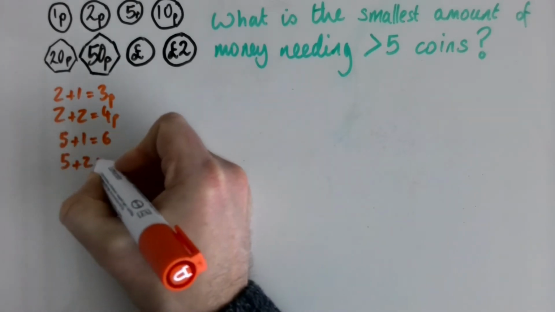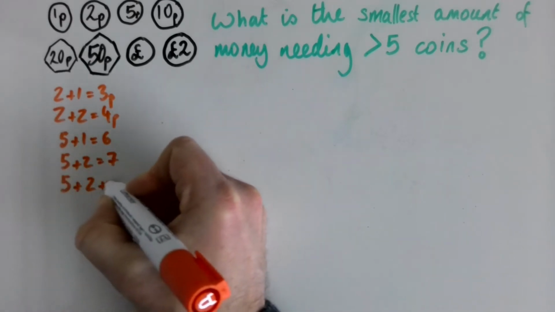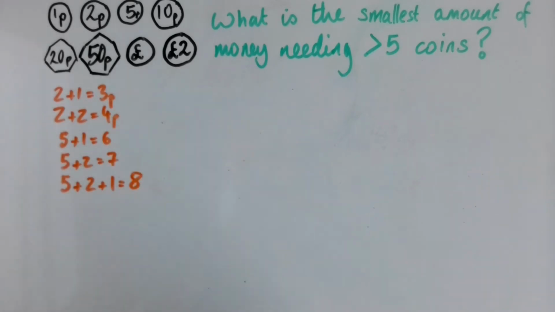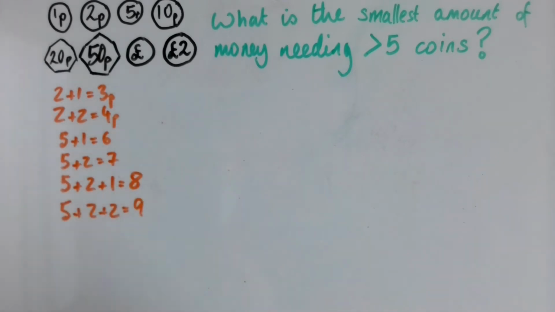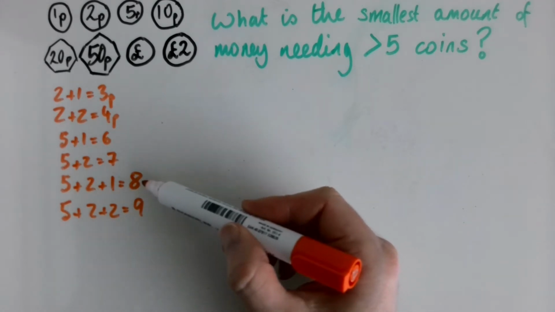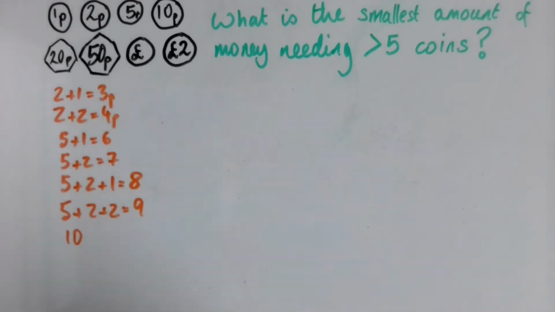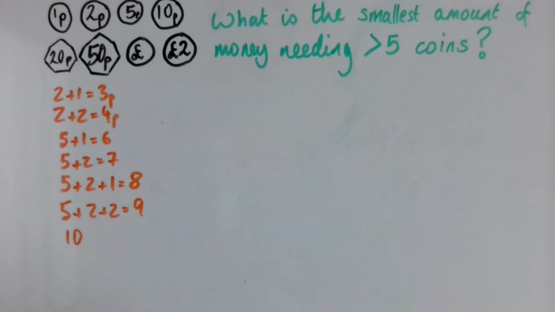5 plus 2 is 7. To get 8, we need 5 plus 2 plus 1, which is 3 coins. And then to get 9, you can do that with the same number of coins. So I'm wondering already whether the amount I have may be an 8, because between 1 and 10, 8 is the first one that needs 3 coins, and 9 doesn't need more than 3.